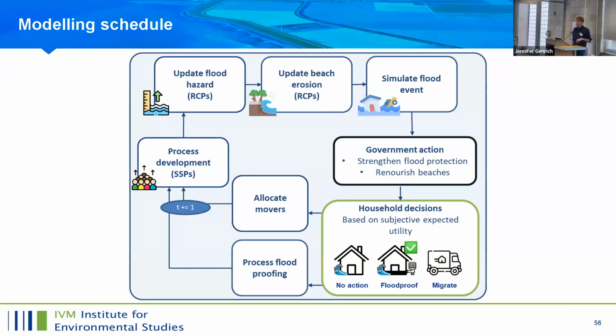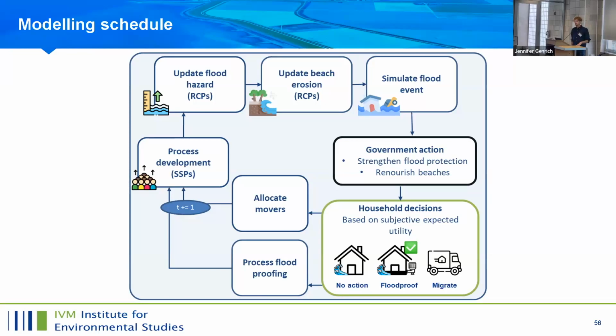So for each time step, we first update the population residing in the floodplain using the shared socioeconomic pathways, which account for the natural population growth and decline. And then we update the coastal flood hazard under a specific climate change scenario. And we also account for beach erosion under this climate scenario, and then simulate a flood event. And these stochastic flood events determine the risk perception of the households that might be affected by this flood event.